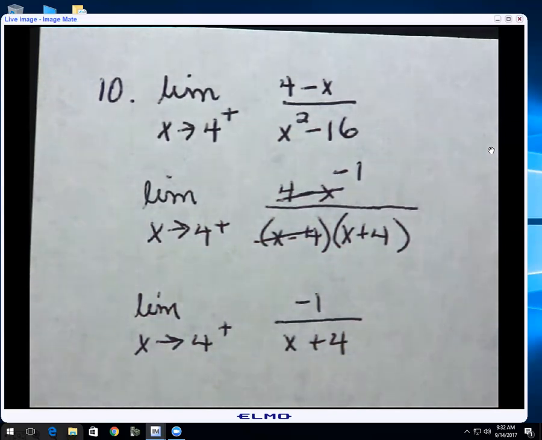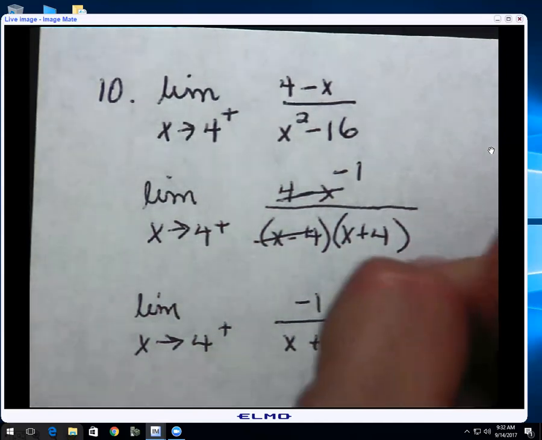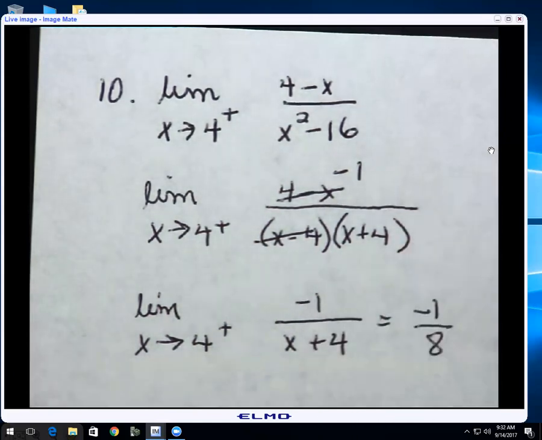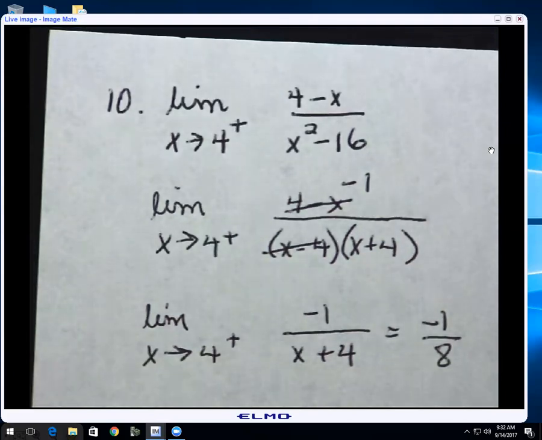Can that limit be found by direct substitution? Yeah, that's -1/8. And if the two-sided limit is -1/8, then the right-hand limit is definitely -1/8. Actually, both limits are -1/8, and that's why the two-sided limit exists.